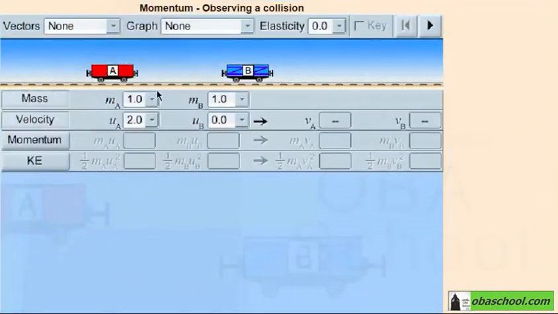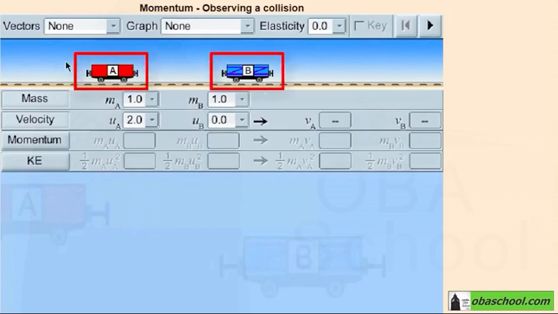In this simulation, you're going to watch what happens when two toy trucks collide. Each truck has a mass of 1 kilogram. Notice that truck A has a velocity of 2 meters per second. However, truck B is stationary since it has a velocity of 0 meters per second.